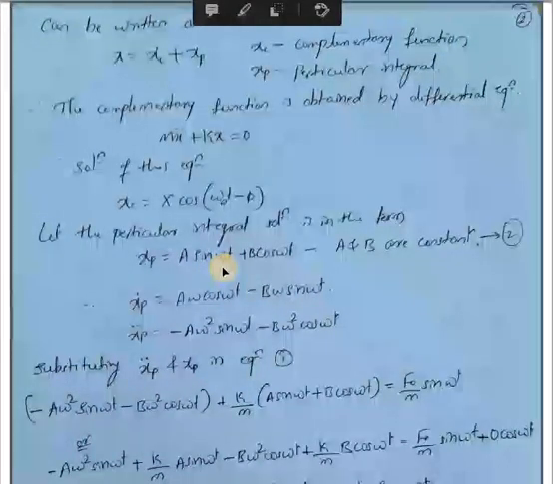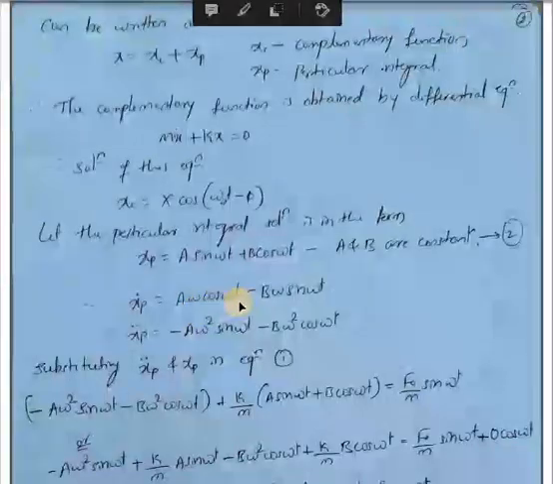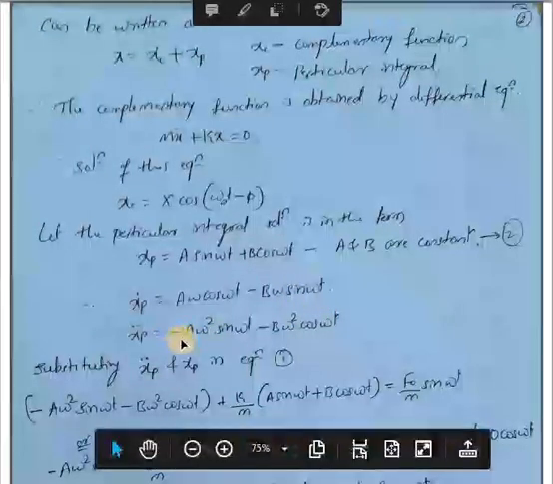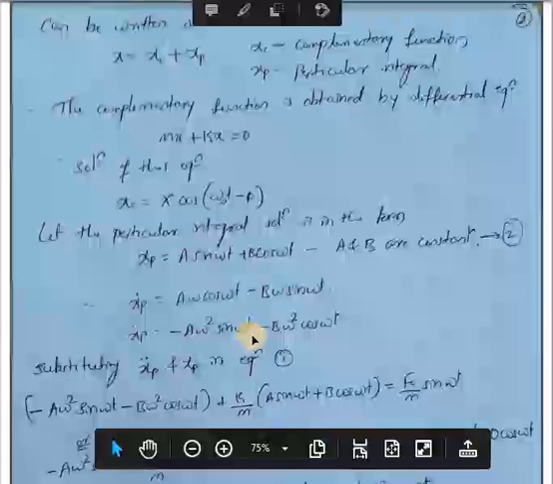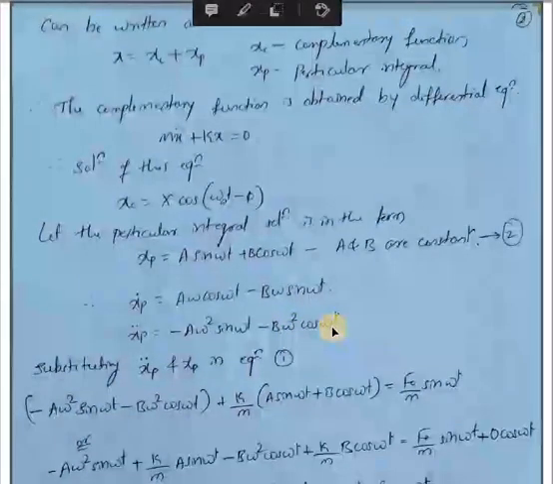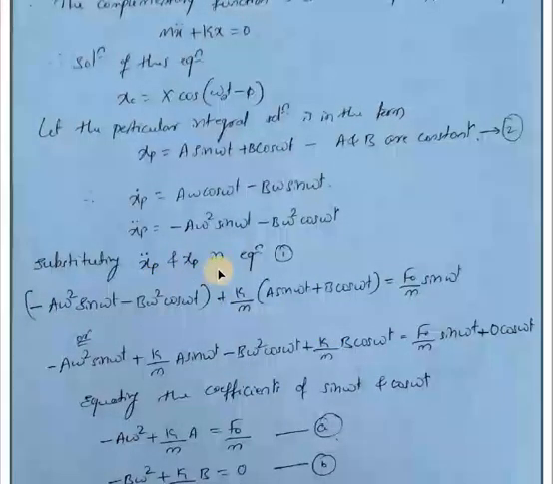sin omega t plus b cos omega t, where a and b are constants. If you differentiate this, x dot p equals a omega cos omega t minus b omega sin omega t. Similarly, if you differentiate again, you will get x double dot p equal to minus a omega square sin omega t minus b omega square cos omega t. Now if you substitute x double dot p, xp and x dot p in equation number 1, that is the differential equation, you will get this.